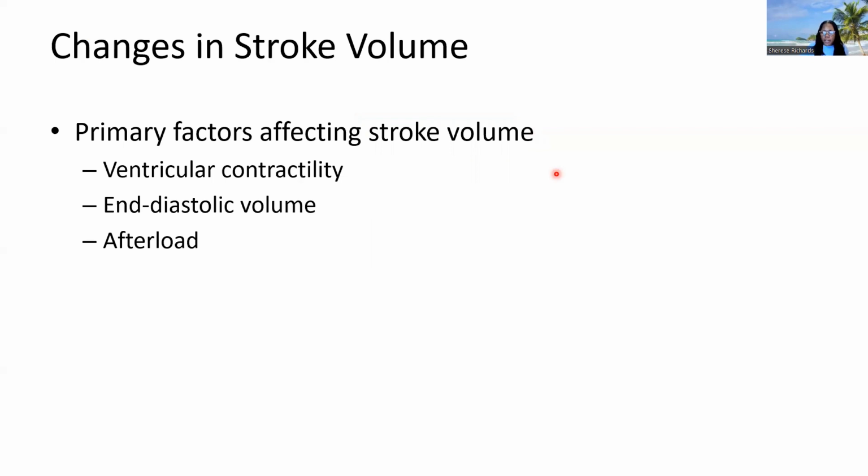There are three main factors affecting stroke volume: the ventricular contractility, how vigorous the chambers are contracting; the end diastolic volume, how much blood filled into the ventricles at the end of diastole; and then the afterload. Afterload is pretty much described as the blood that is leaving the ventricle. So what does the afterload look like? What is the amount of blood that's in the peripheral circulation and the pressure in the peripheral circulation look like? That is going to influence how much blood can effectively leave the ventricle.